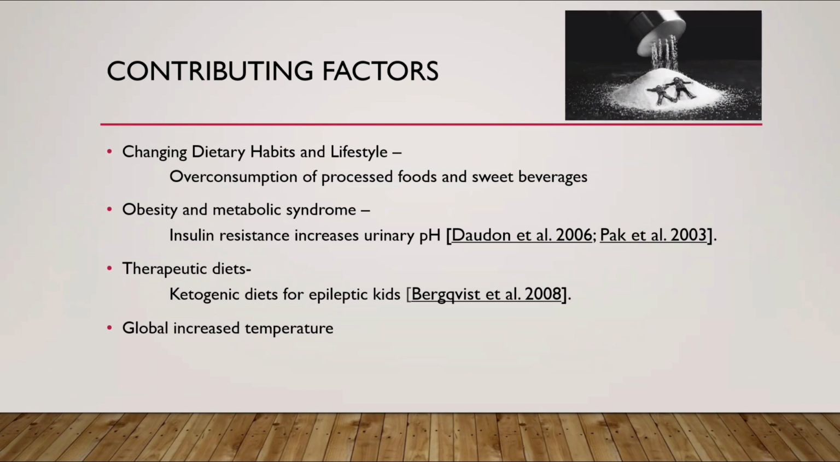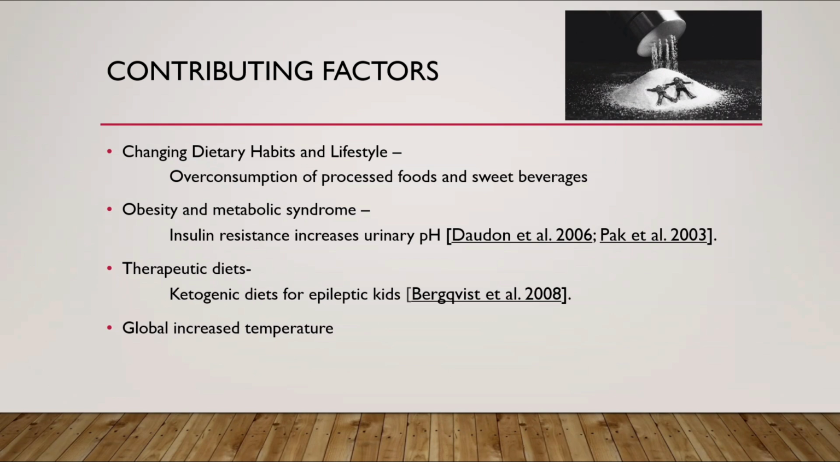Now, the reason for the increasing stone incidence in children is mainly attributed to the changing dietary habits and lifestyles, with increased consumption of processed foods, which are very high in salt, and consumption of sweet beverages, as well as lifestyle changes leading to reduced physical activity and higher obesity rates. Although there are conflicting results on the relationship between obesity and stones in the pediatric population, increasing numbers of children with metabolic syndrome are known to have a higher risk of insulin resistance, which increases the urinary pH and is believed to be the cause for increasing stone disease.